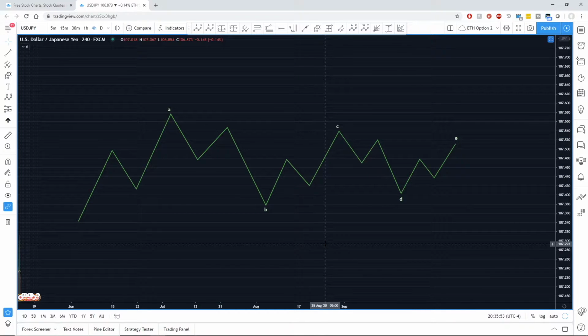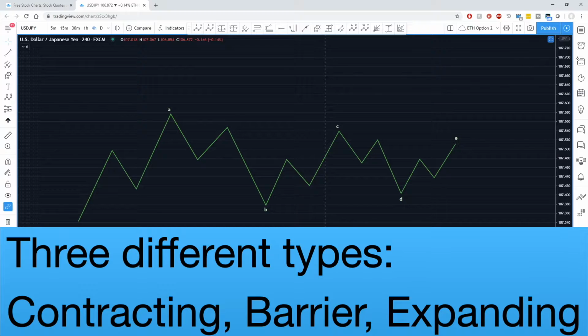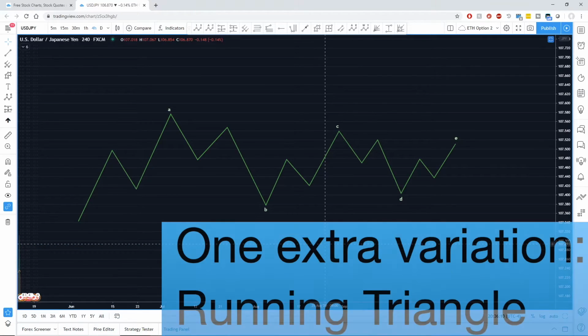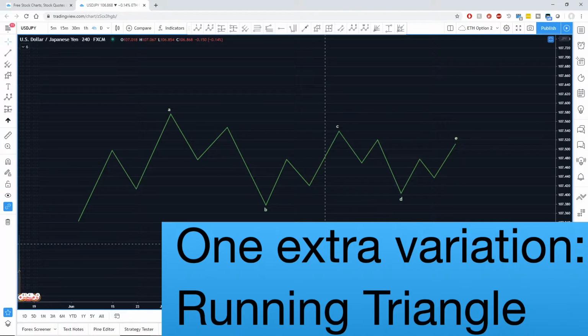And once again, just like zigzags and flats, triangles also have three different types. There are contracting triangles, barrier triangles, and expanding triangles. There is also one extra variation of a triangle, and it's known as a running triangle.